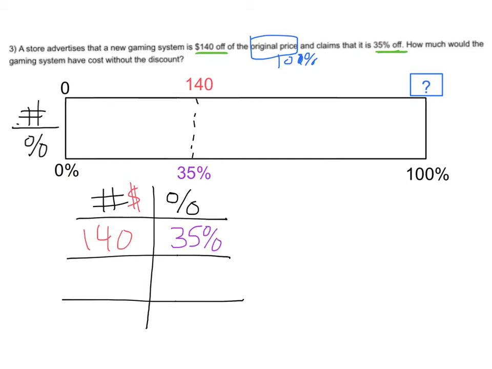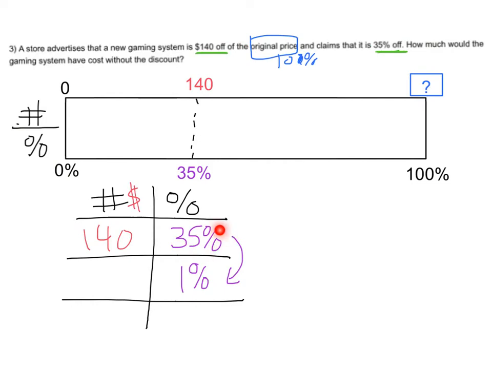Now this one gets a little trickier because we don't have the opportunity to get exactly to 100 so easily. So we could do two things. We could try to get to 70, then from 70 to 10, and then get to 100. Or we can also try to find what 1% would be. I'll show both of those ways, but right now let's do 1%. So how can I get from 35% to 1%?